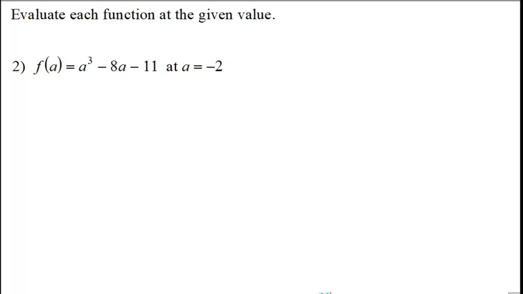Let's do one more example just to make sure you got the hang of this. If I want to evaluate this function at -2, I'm going to use the -2 exactly as it's given to me. I'm going to double check my polynomial to make sure it's in descending order and that all my terms are there. In this particular case, I am missing the a squared.